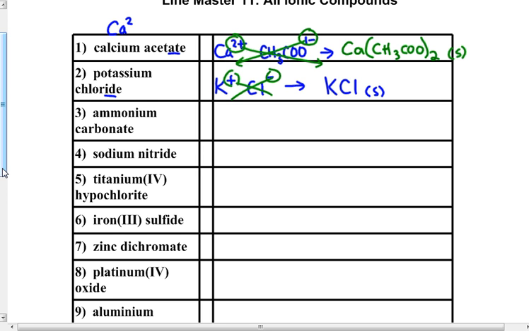So we have ammonium, which is NH4 positive. Carbonate, what is carbonate? C2O7? No, that's dichromate. Carbonate is CO3 2 minus. So here's an example where I need 2 ammoniums and 1 carbonate. And don't forget your solid. So ammonium as a group had a 1 positive charge.